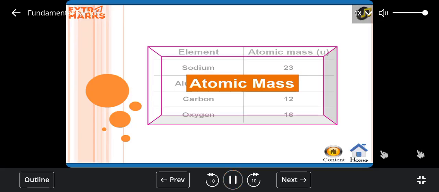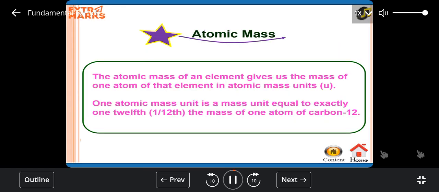Atomic mass. The atomic mass of an element gives us the mass of one atom of that element in atomic mass units. One atomic mass unit is a mass unit equal to exactly 1/12 the mass of one atom of carbon-12.